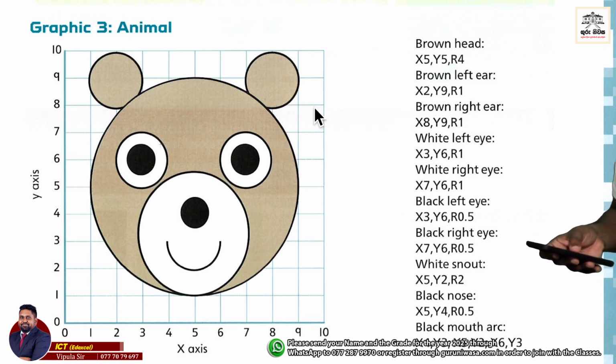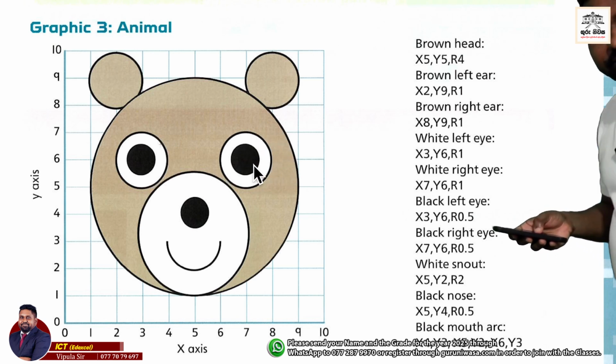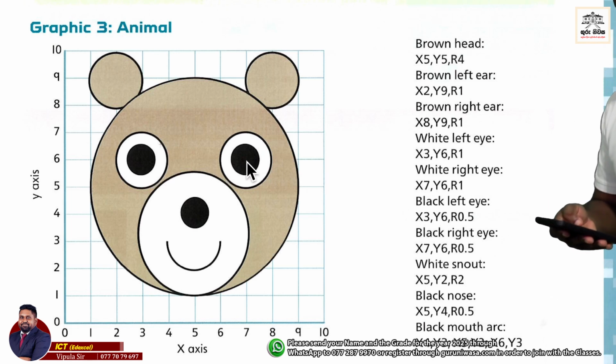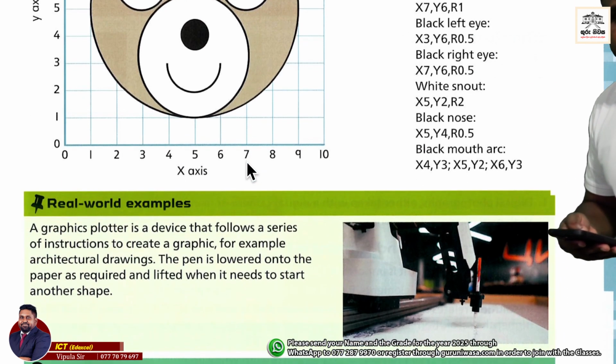So let's say the left black left eye. Here it says x3 and y, y6, yeah, and it has the R1, which is basically saying that it's a complete circle, likewise. Okay, so that's how you get the R circle.